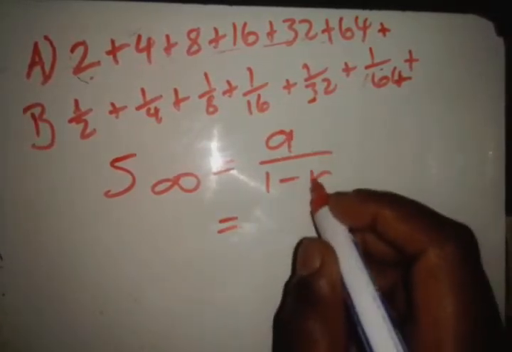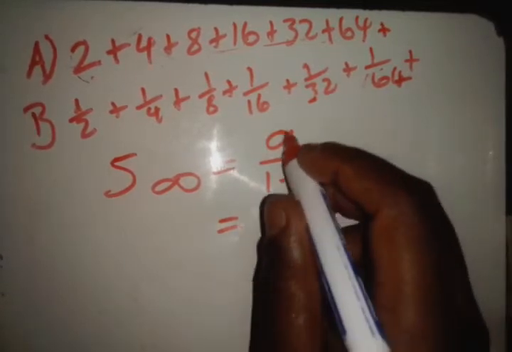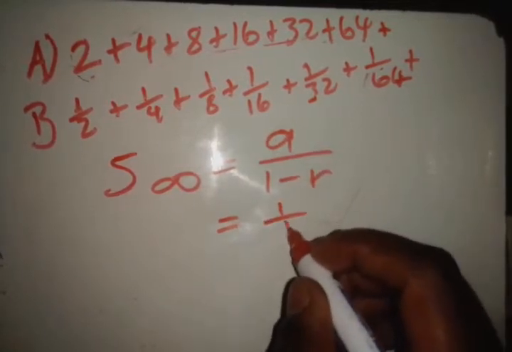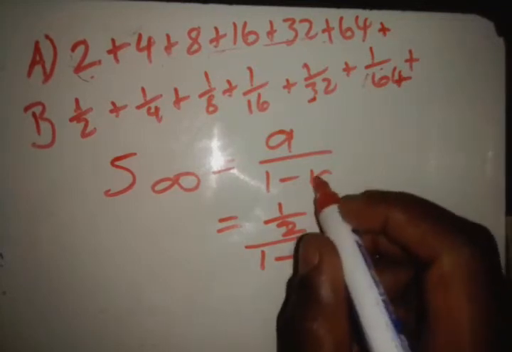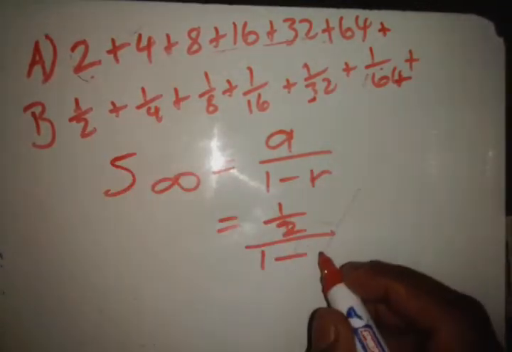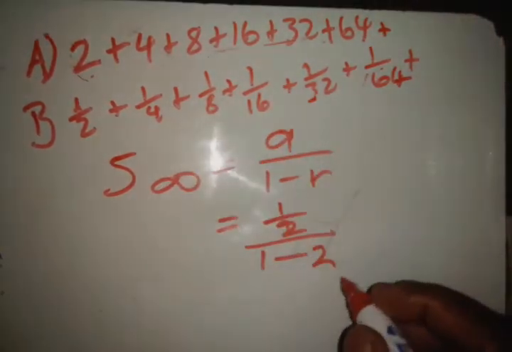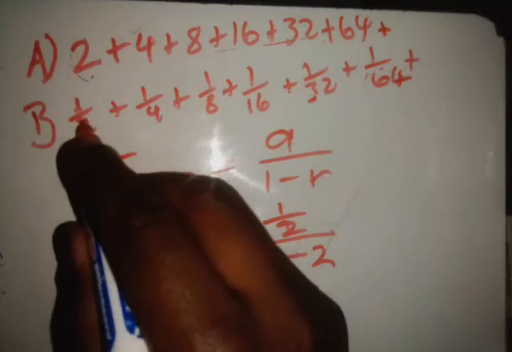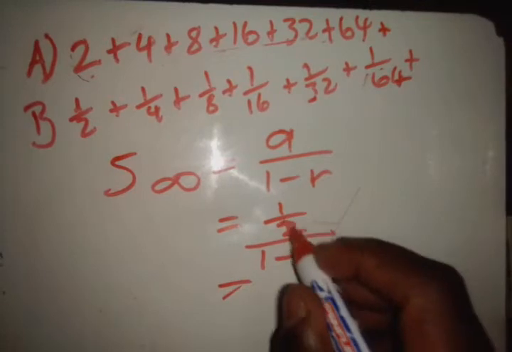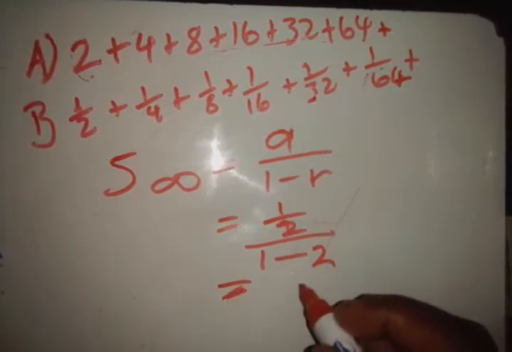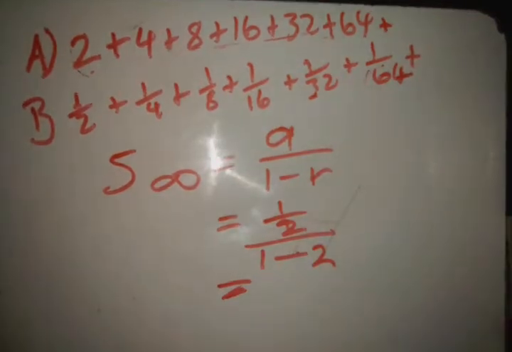Notice it has r instead of d because it's geometric. It's always geometric. So our a in this case is 1 over 2, all over 1 minus our r. If you say 1 over 4 divided by 1 over 2, we will get 2. Also, if you say 1 over 8 divided by 1 over 4, we'll still get 2. So we just get our a. Our a was 1 over 2. Our r was actually 2. So we just substitute it, then plug this in the calculator, and you will have the sum to infinity.